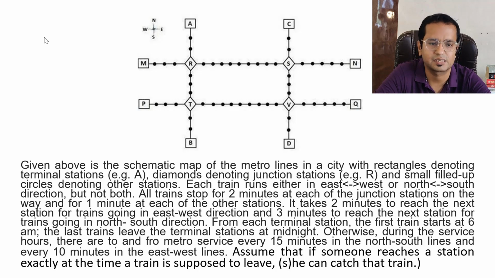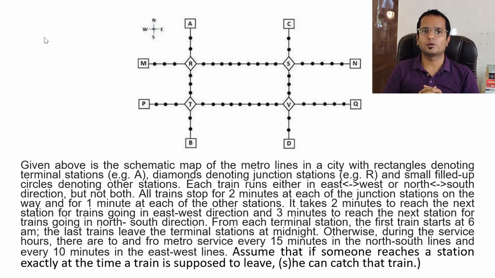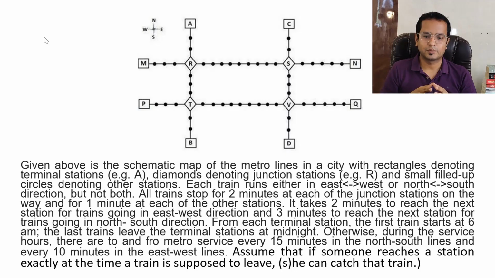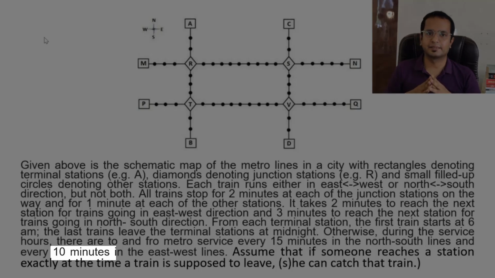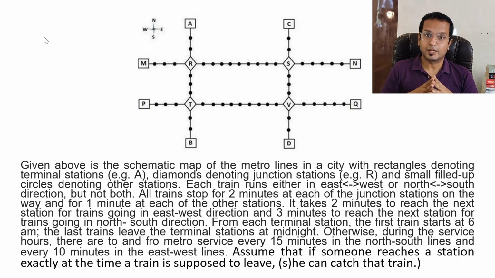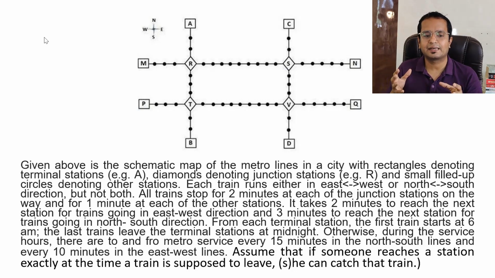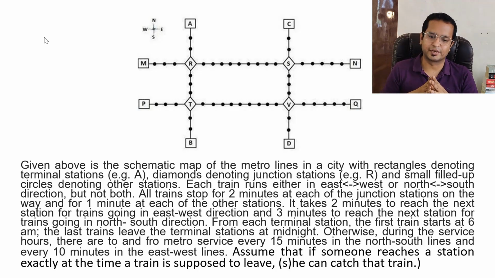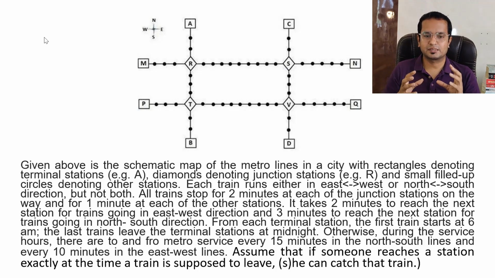Otherwise, during the service hours, there are to and fro metro services every 15 minutes in the north-south line and every 10 minutes in the east-west lines. Assume that if someone reaches a station exactly at the time a train is supposed to leave, he or she can catch the train. So this is the overall set of information given in the set. Now you will get questions based on this information.